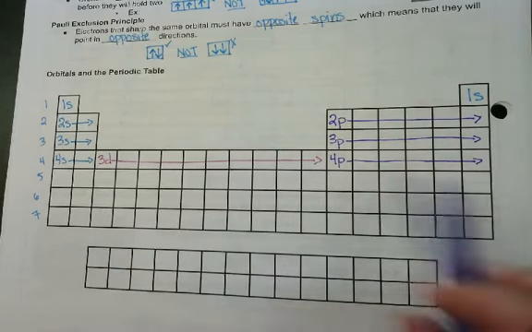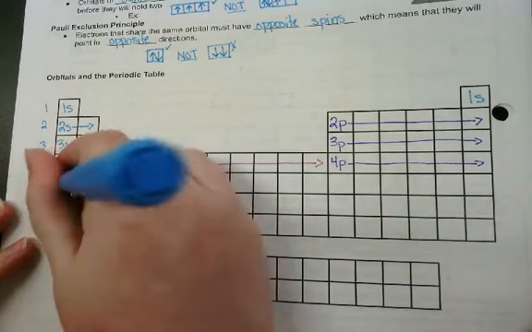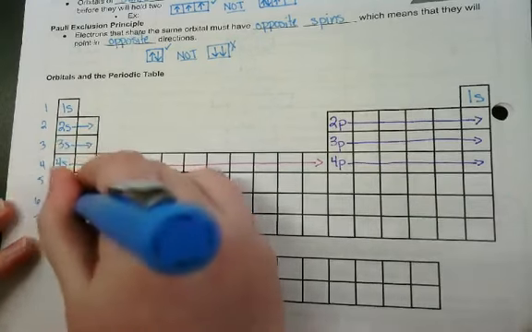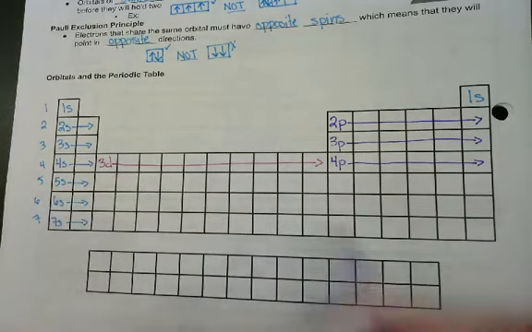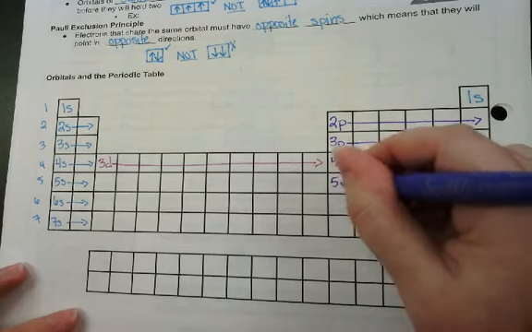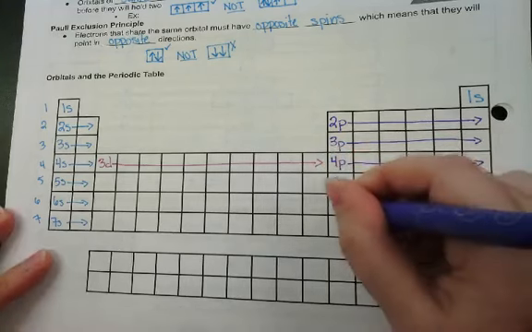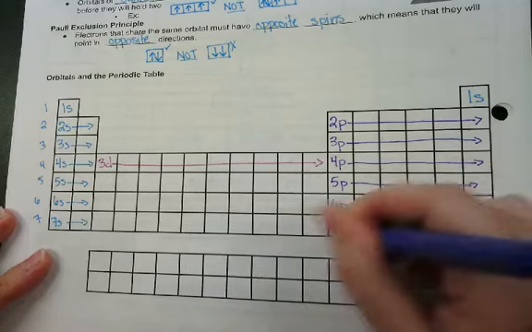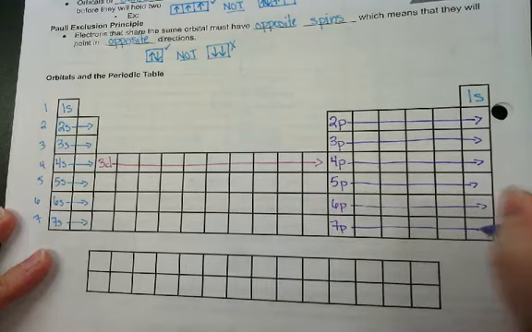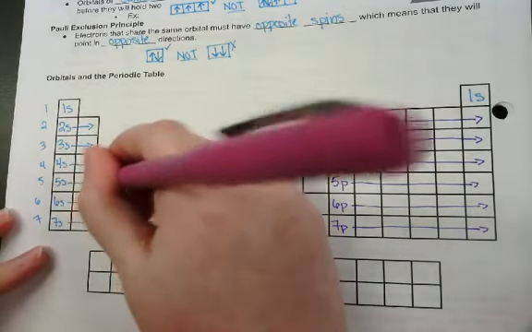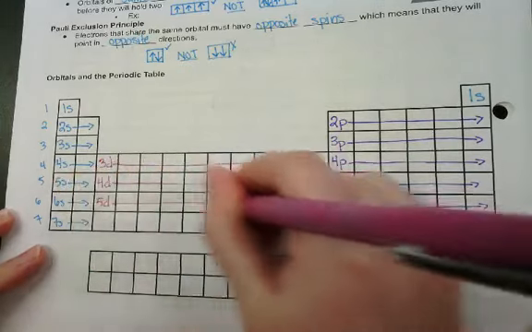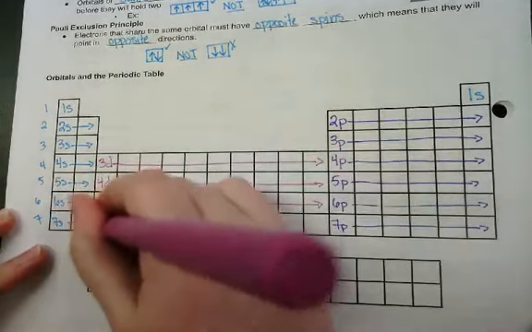Okay, so now that we have these labeled, instead of constantly switching colors, I'm just going to say, okay, this is 5S, 6S, 7S. This over here is 5P, 6P, 7P. And then here we start here 4D, 5D, 6D.